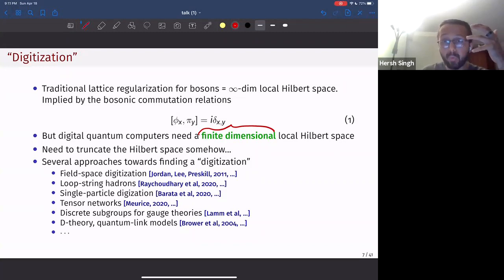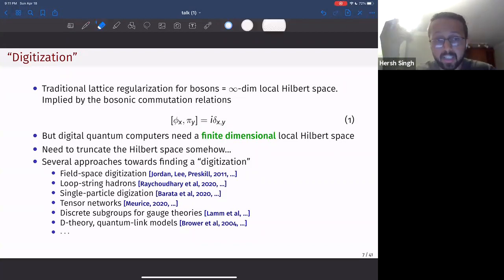We need a way of somehow truncating this infinite dimensional Hilbert space to a smaller one, and still be able to reproduce the physics of this infinite dimensional local Hilbert space in the right limit systematically, right? So that's the question of digitization. How do you do that?